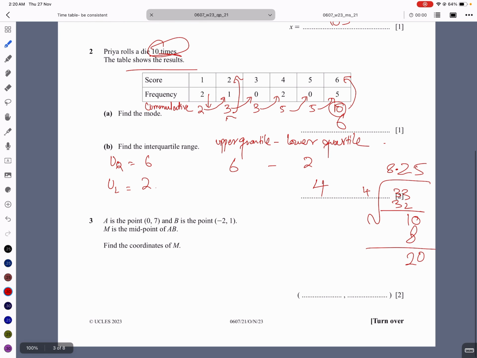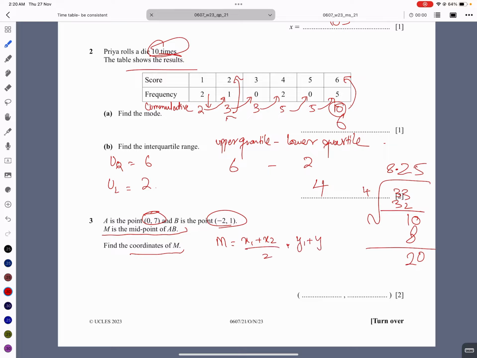Next question is, A is this point, and B is this point. M is the midpoint of AB. Find the coordinates of M. In this, you will simply apply the formula for midpoint: x1 plus x2 over 2, y1 plus y2 over 2. You can name these coordinates as x1, y1, and this is x2, y2. You can make this x1, y1 or this x2, y2. This won't affect your answer.